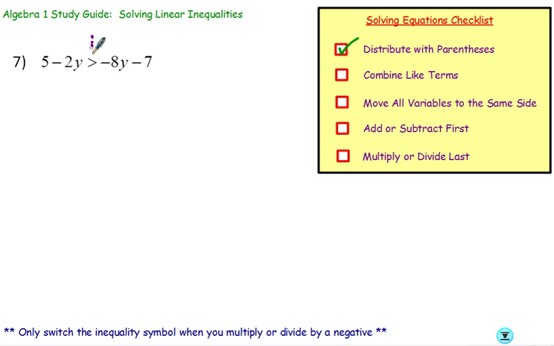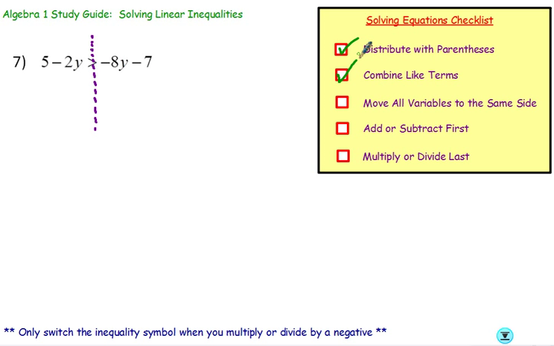Remember, the inequality symbol here kind of divides these two sides. So I can't combine these two things. I can't say, oh, that's going to be a negative 10y. I can't combine those two things. So there actually are no like terms that I can combine.